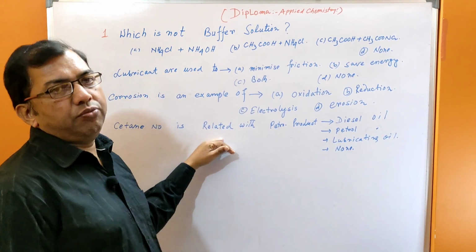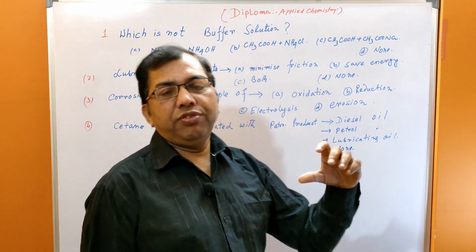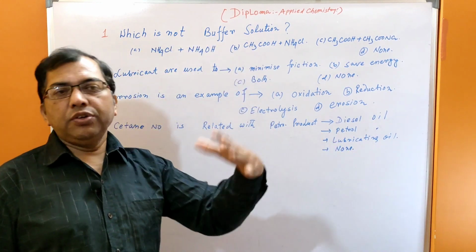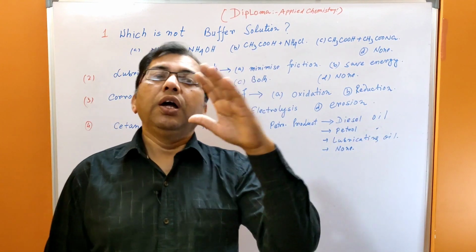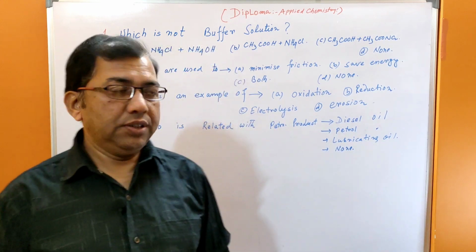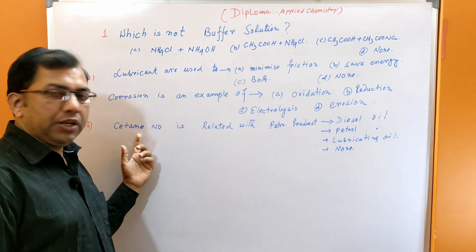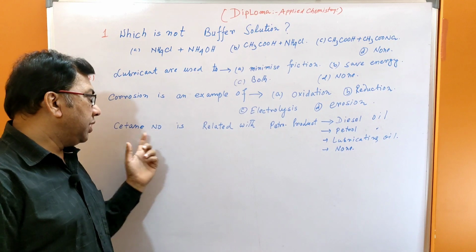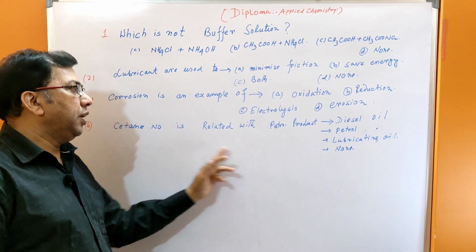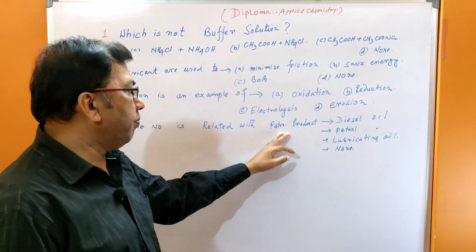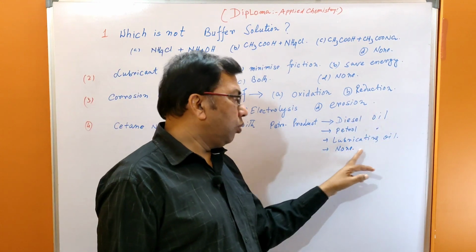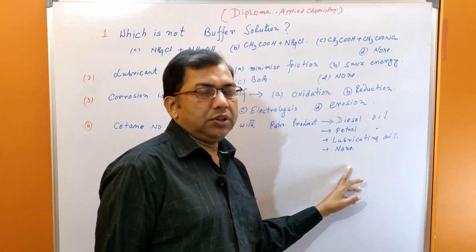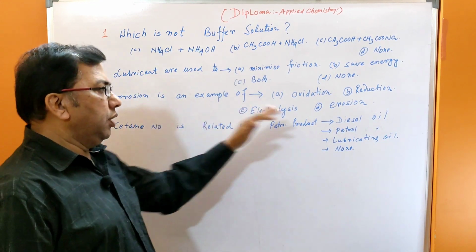Next, cetane number is related with what? You have learned in the case of fuel: what is fuel, and classify fuel with examples. Solid fuel, liquid fuel, gaseous fuels, artificial fuels, natural fuels. You have learned all these things. But here, the cetane number and octane number you have read. Cetane number is related to it, octane number is related to it: petroleum product, diesel oil, petrol oil, lubricant oil, or none. The cetane number is obviously related to diesel oil.